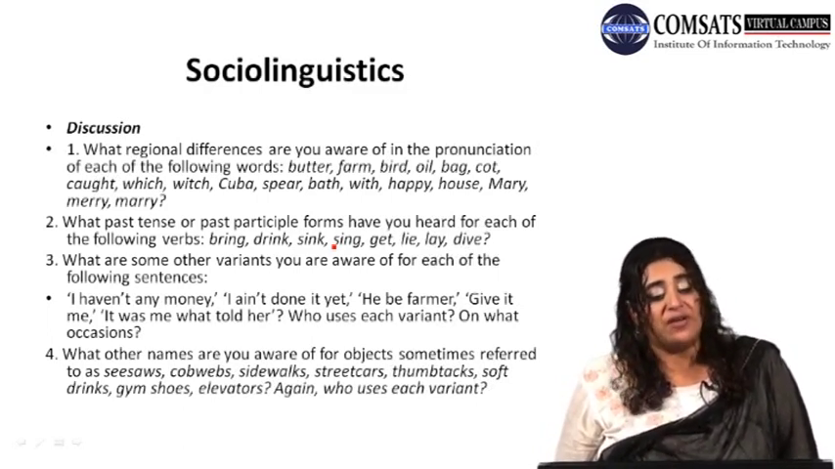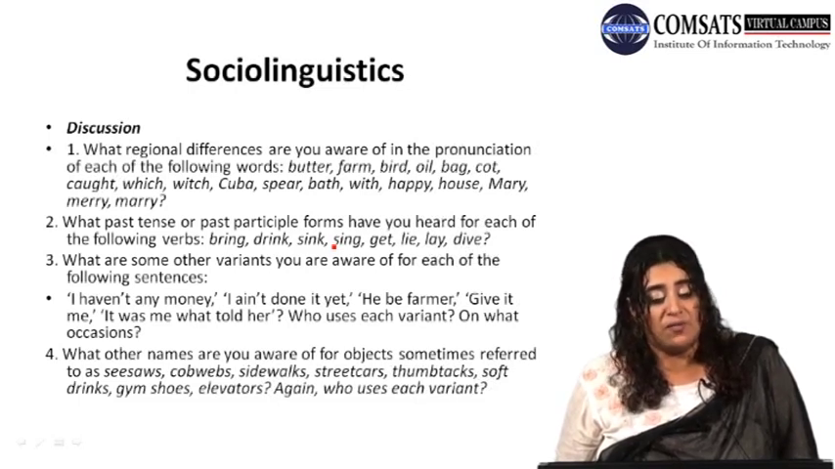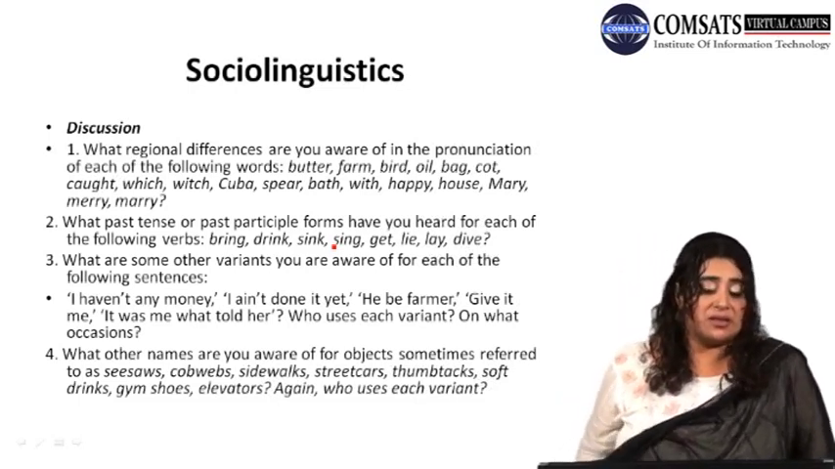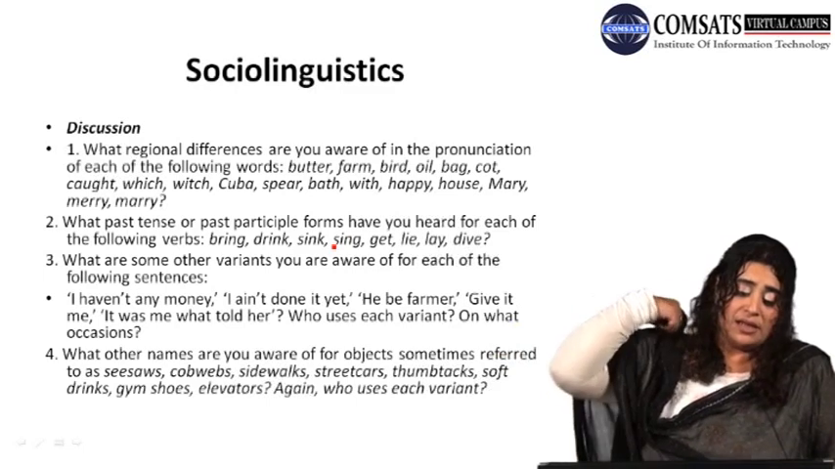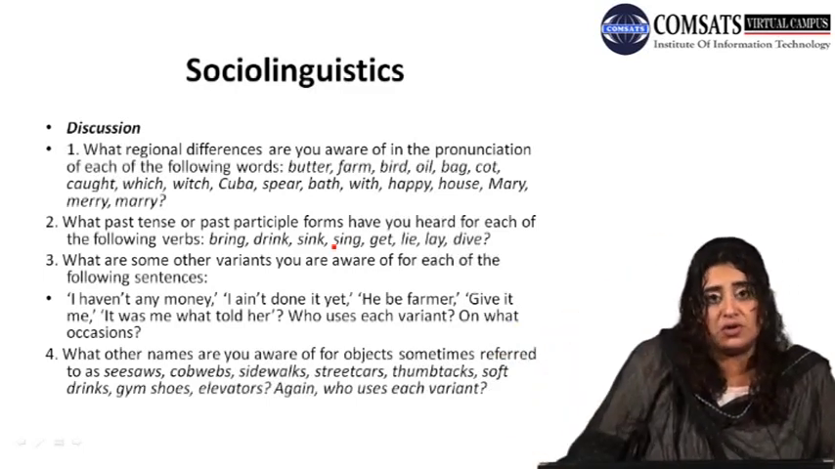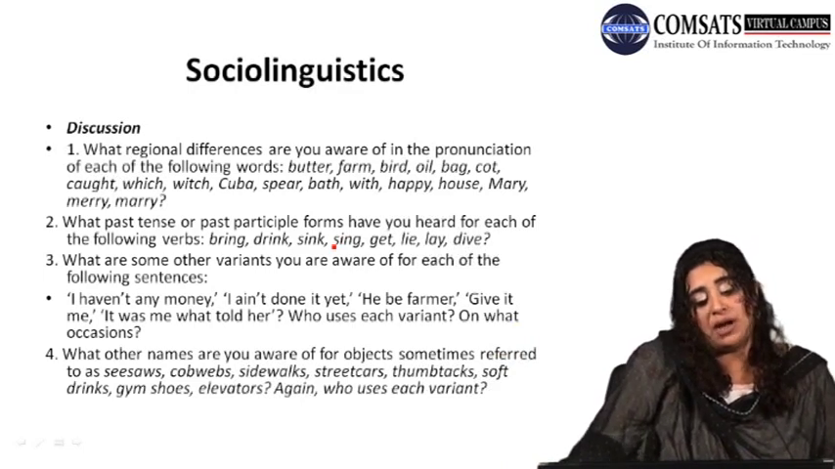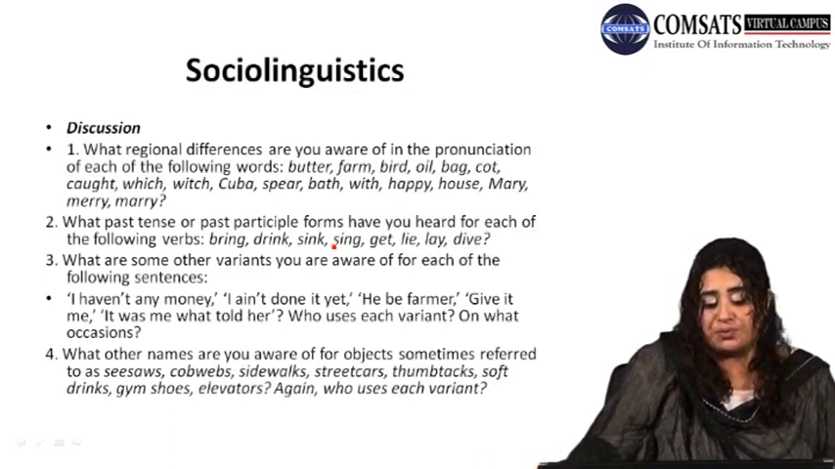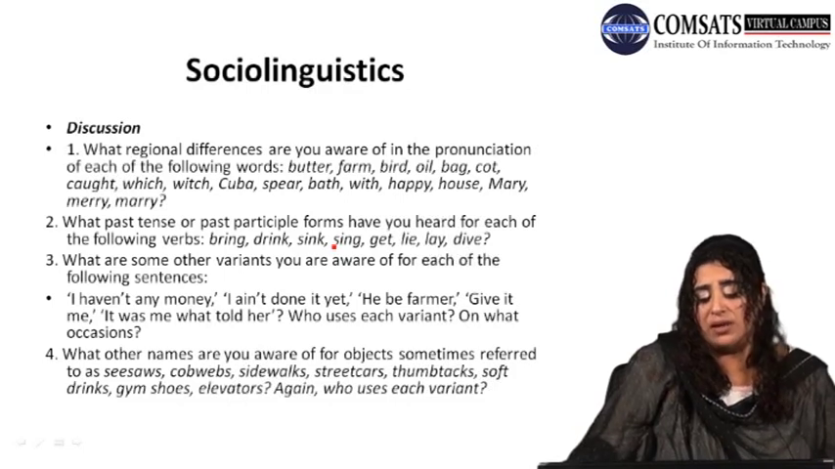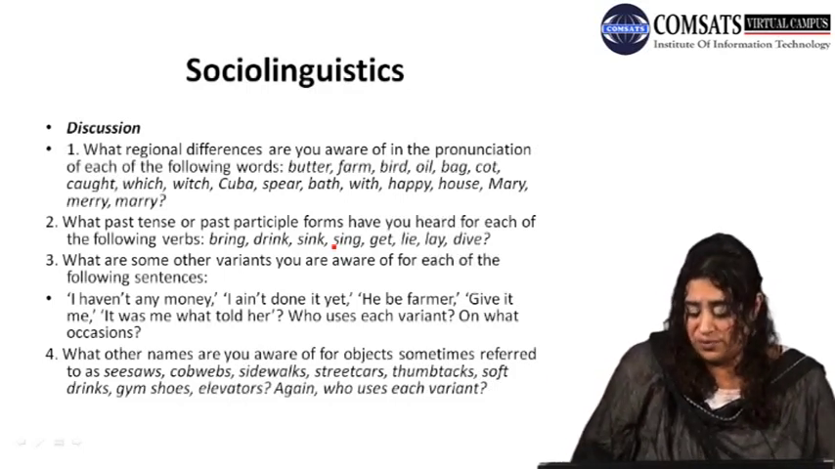What are some other variants that you are aware of for each of the following sentences? So: I haven't any money, I ain't done it yet, he be a farmer, give it to me or give it me, it was me what told her. Who uses each variant, and on what occasions? What other names are you aware of for objects sometimes referred to as seesaws, cobwebs, sidewalks, streetcars, thumbtacks, soft drinks, gym shoes, elevators, and again, who uses each variant?